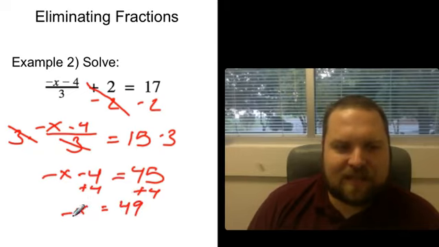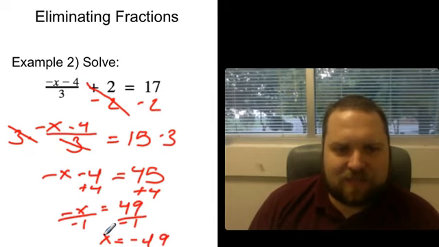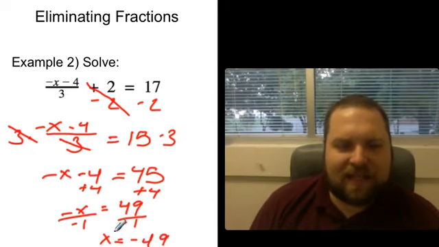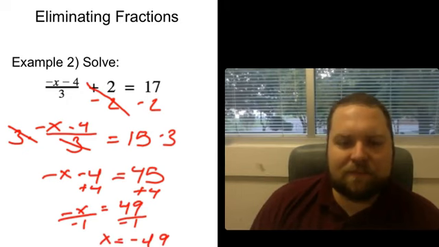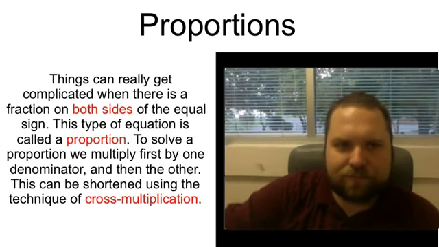Well, negative x means negative 1 times x, so I can divide by negative 1 to get rid of that negative sign, and I would find that x is equal to negative 49. And again, I can always substitute that back in and check it.